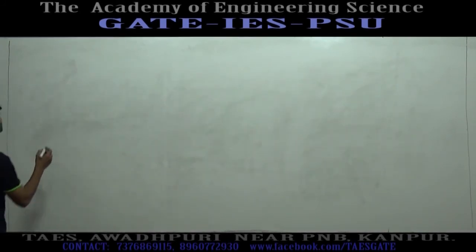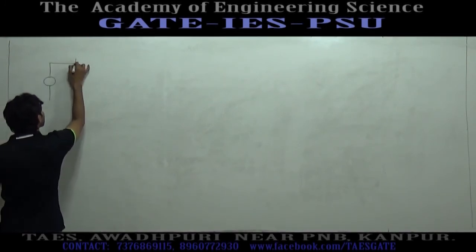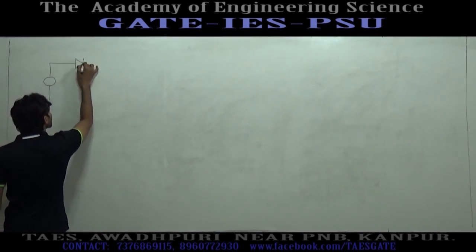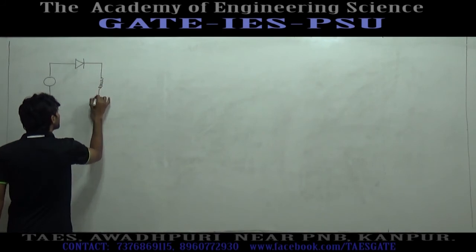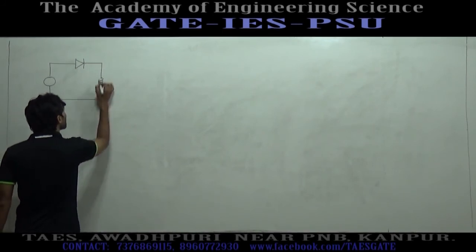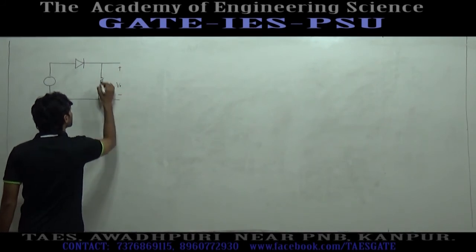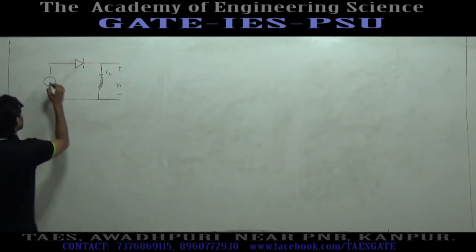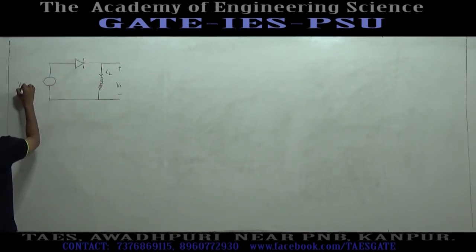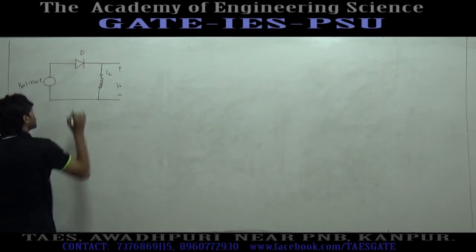Now, I am taking the next question. Instead of a thyristor, a diode is connected here, and in the load a pure inductor is connected. This is the output voltage and this is the output current, or inductor current. Here an AC voltage source is connected, Vm sin omega t, and this is the diode.